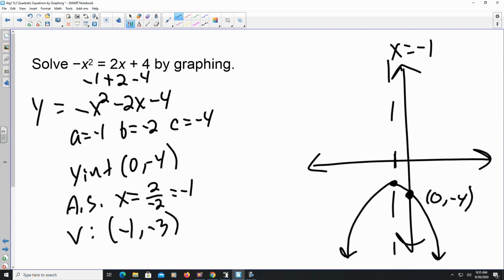If you notice, it does not touch the x-axis. So for my x-intercepts, there are no solutions because it doesn't have any. And so that's how you can identify it with the graph.